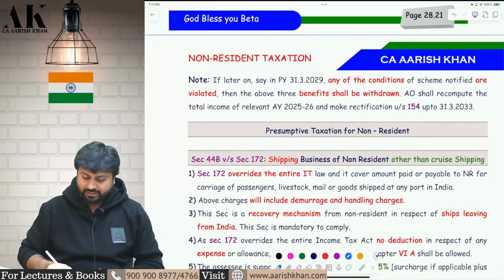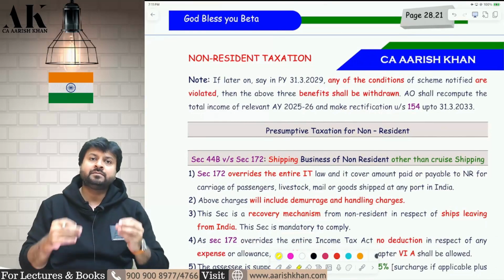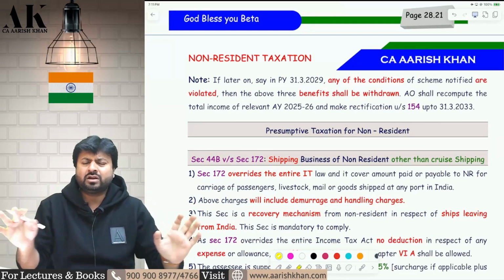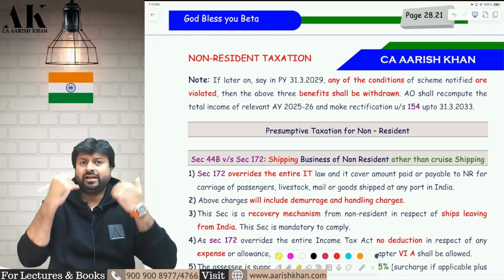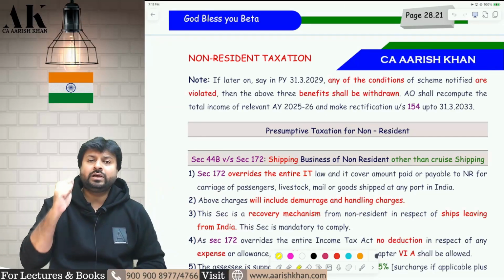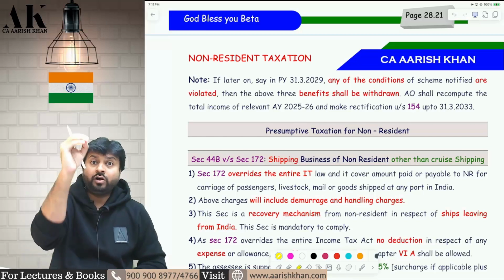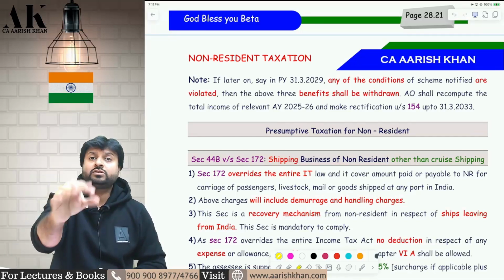Okay. And last but not least, if you fulfill all these conditions, your capital gains exemption, your losses will be carried forward, and MAT credit will also be carried forward. But if you violate any of the conditions in future, then the AO has the power to withdraw all the exemption, and he will pass an order within 4 years from the end of the financial year in which you violate the condition.